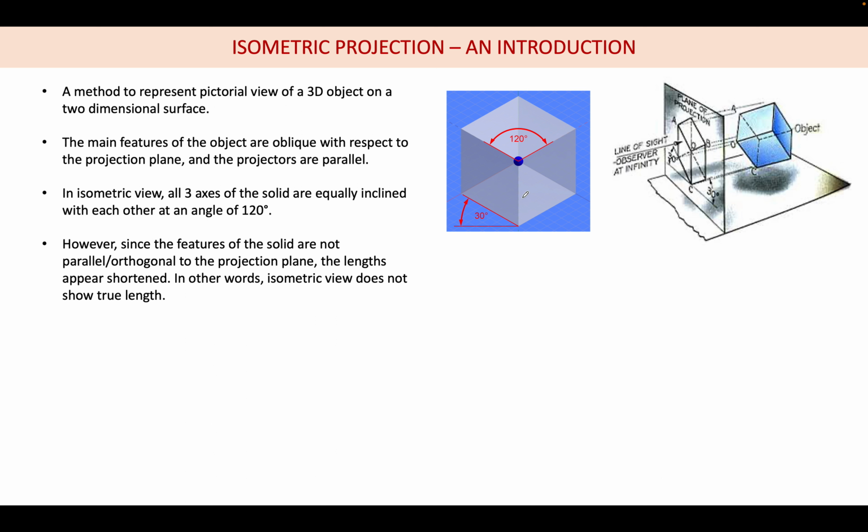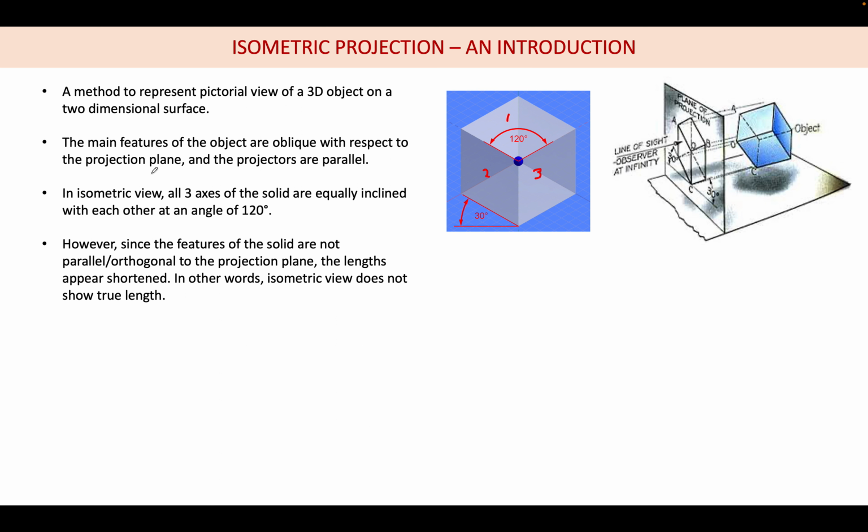So this is a cube, and in orthographic projection you are able to see only one face of the cube. That is either the front face or the top face or the side face, like that. But here you are able to see many faces. At least in this we will be able to see three faces. The other three faces are hidden. So this is one face, this is the second face, and this is the third face.